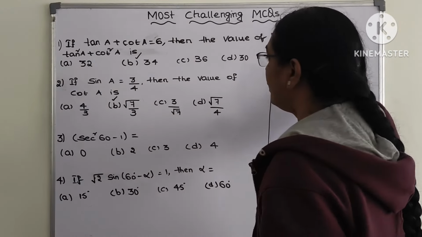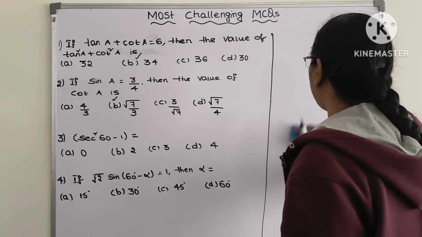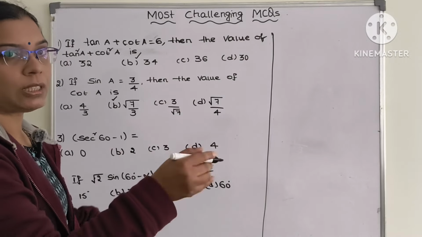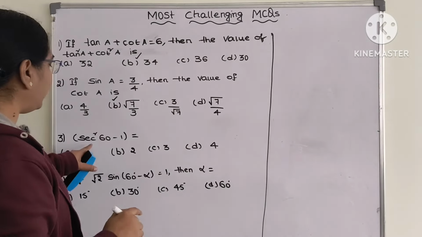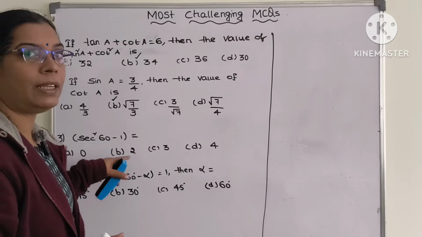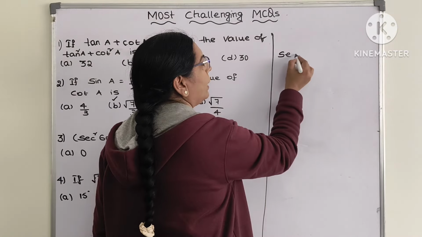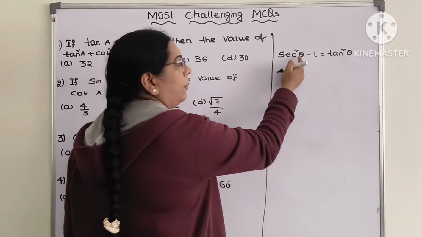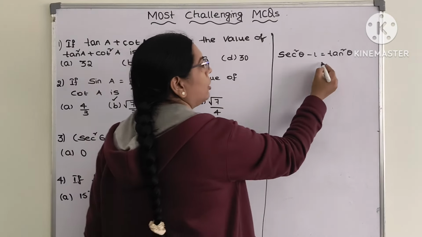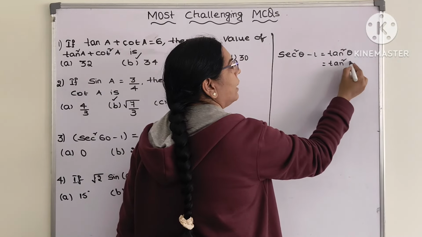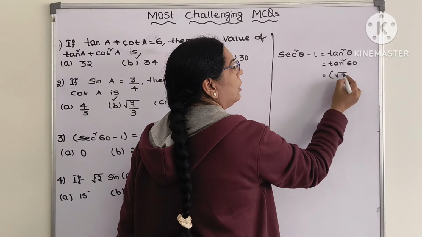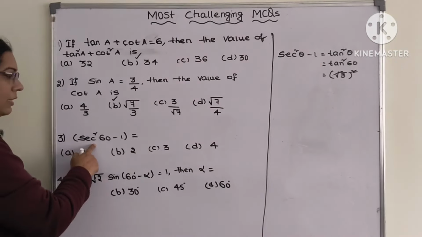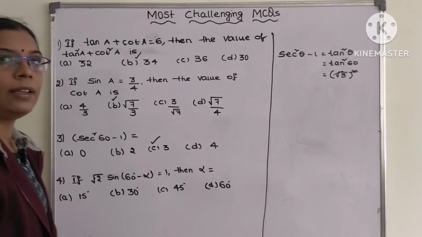Let us move to the next one. Secant square 60 minus 1. See, the moment they said secant square 60, don't start calculating. Use the identity. This is of the form secant square theta minus 1. We know that secant square theta minus 1 is tan square theta. So in place of theta, what is there? 60. So the answer is tan square 60. We know tan 60 is root 3, whole square. Square and square root cancel. Answer is 3. So the answer for this is option C, 3.